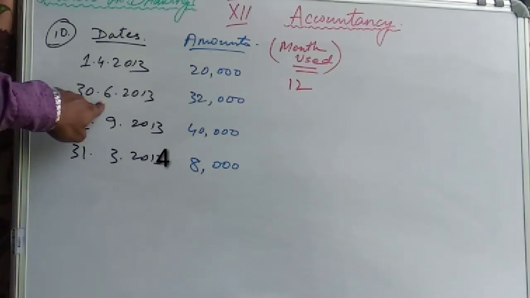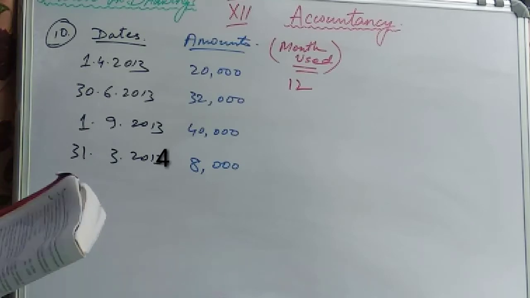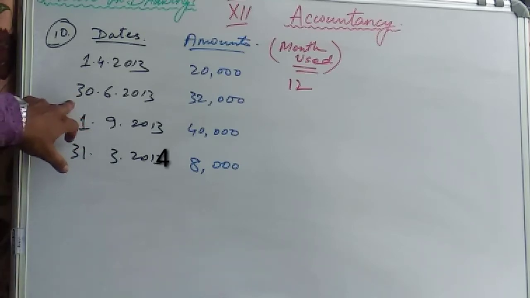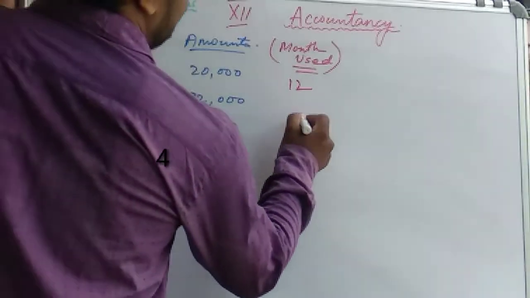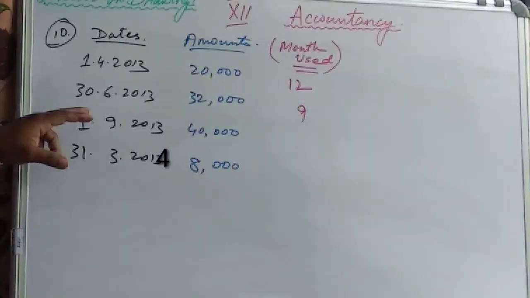30th June, at the end of June. So we are not going to calculate June. We will calculate from July. So it is coming to 9 months, right? From July to March.